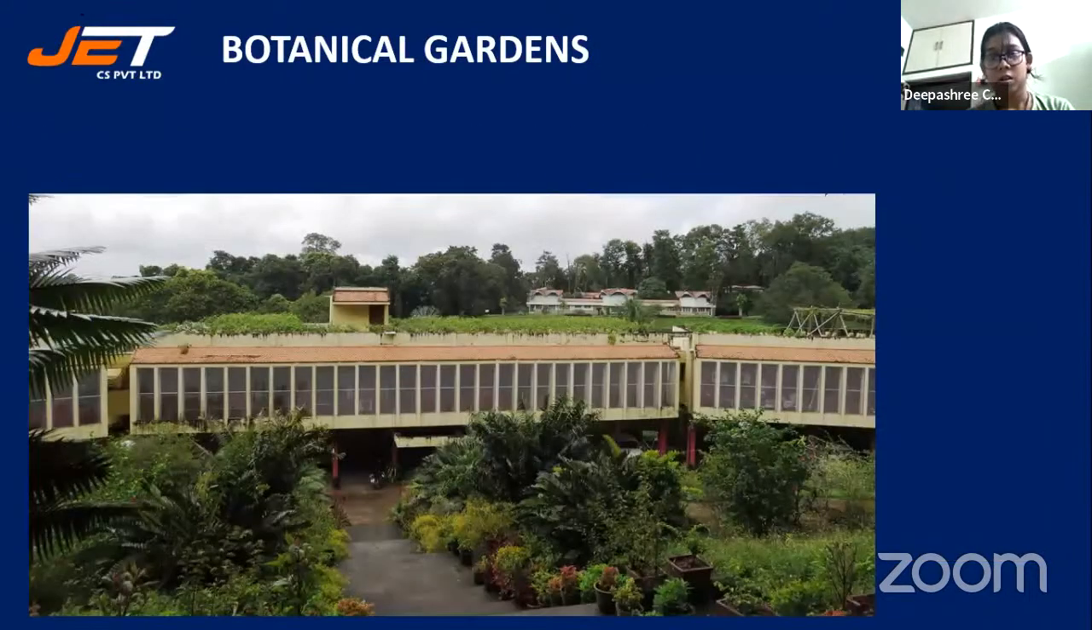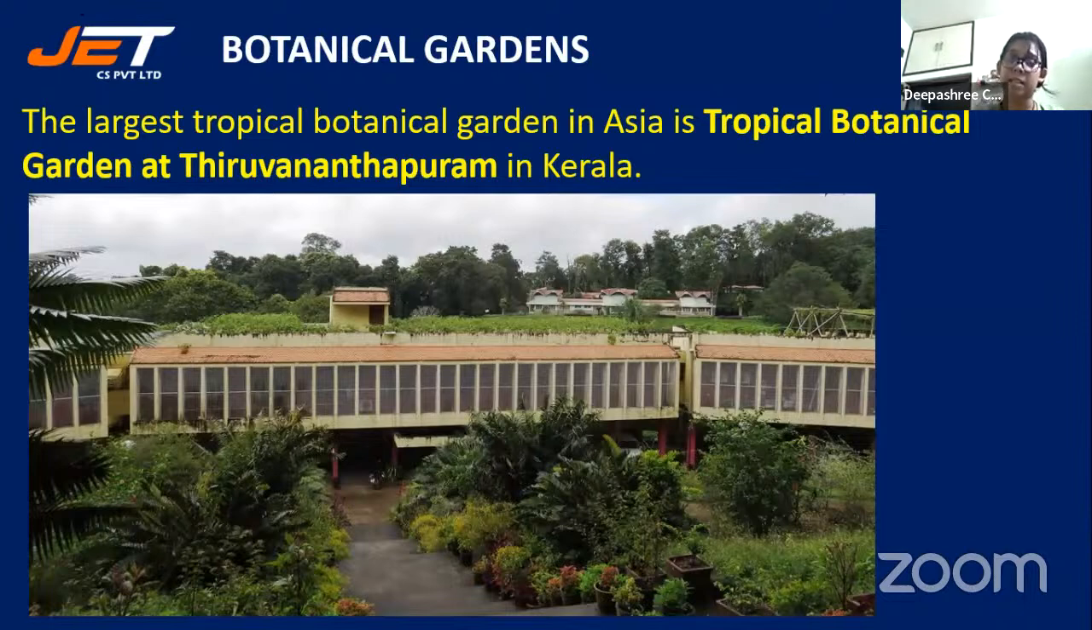Okay. So this is something which is present in Thiruvananthapuram in Kerala, and this is the tropical botanical garden. Okay, so focus on what names they are asking. If they are asking you about the tropical botanical garden, it is in Thiruvananthapuram, Kerala. If they are asking you about the Royal Botanical Garden, it will be in Kolkata. Okay, so you have to know what they are asking.